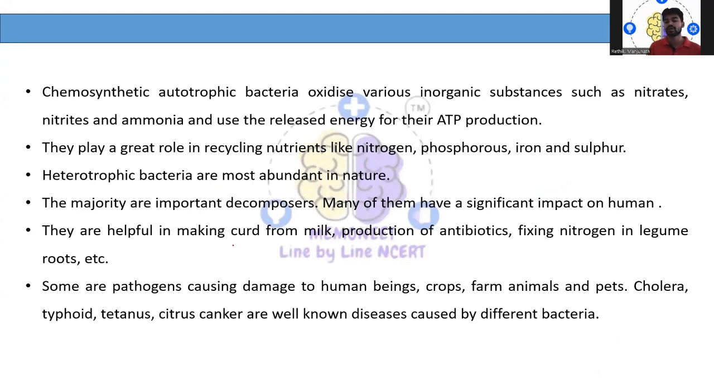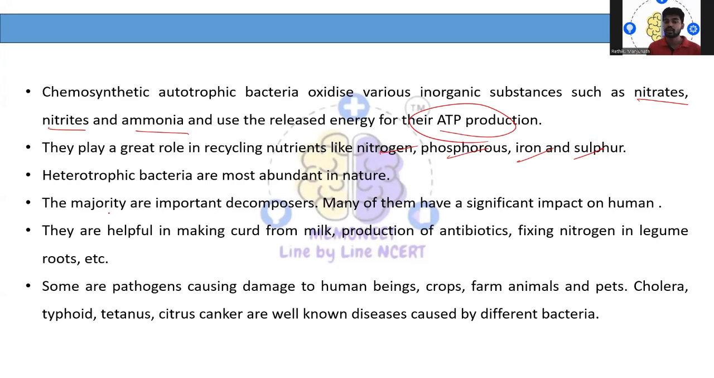Another thing, I told you about autotrophic, and there are some bacteria which show chemosynthetic autotrophy. That means they oxidize various inorganic substances. They utilize inorganic substances such as nitrates, nitrites, and ammonia, and by utilizing those, they release energy in the form of ATP. These chemosynthetic bacteria play a very important role in nutrient recycling, like nitrogen, phosphorus, iron, and sulfur recycling.